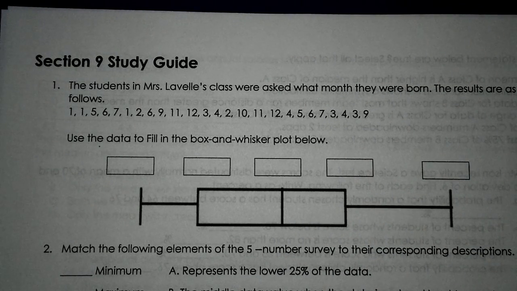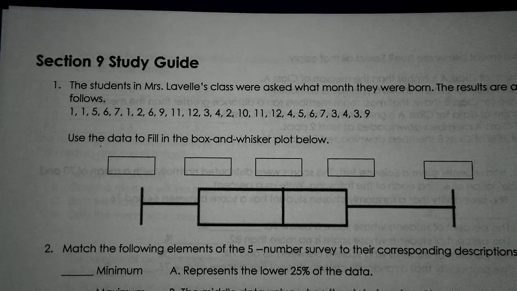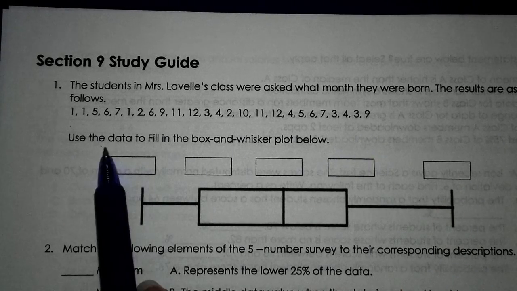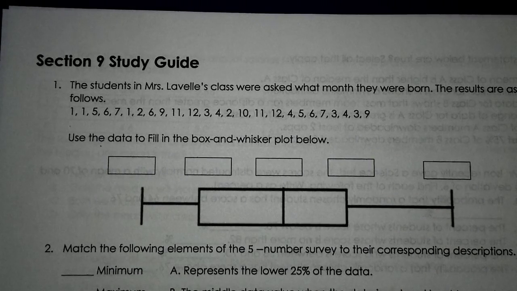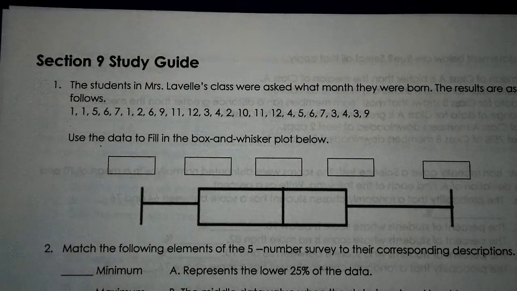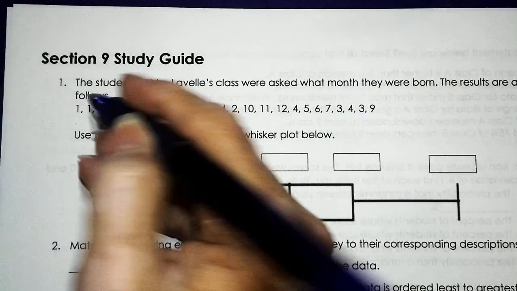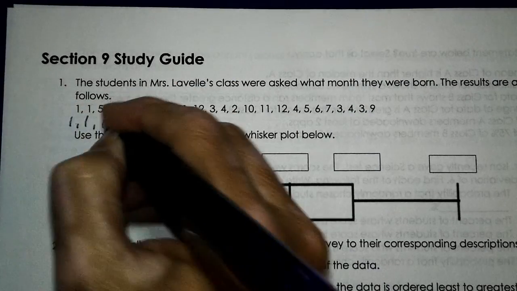All right, so the students in Miss Lavelle's class were asked what month they were born. The results are as follows. I'm not going to read each data point, but you can see the data points there. It says use the data to fill in the box and whisker plot. So what we need to do is take these data values and put them in order. Once again, I have done some upfront work to make it go a little faster.